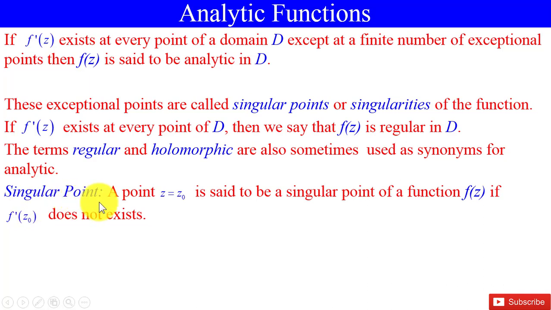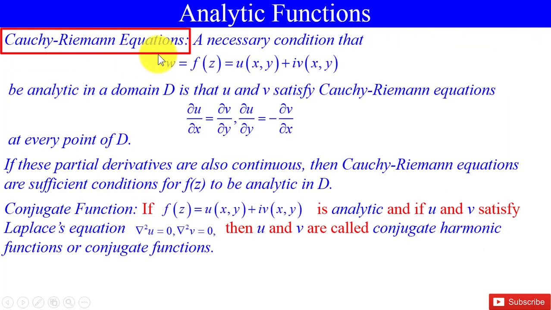Singular point. A point z = z0 is said to be a singular point of a function f(z) if f'(z0) does not exist. Cauchy-Riemann equations or Cauchy-Riemann conditions.